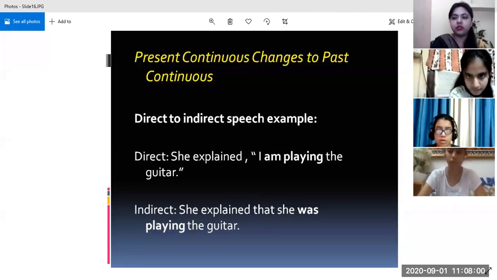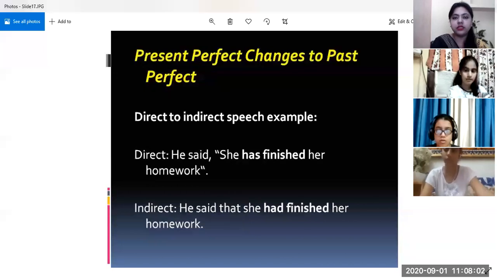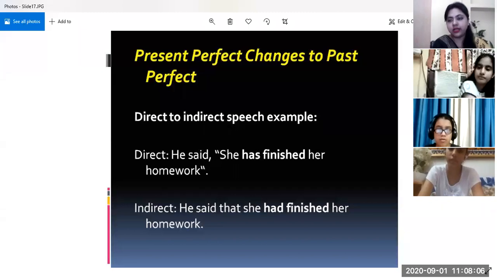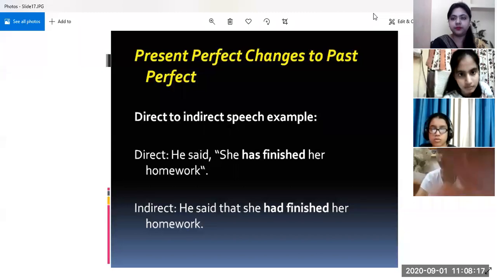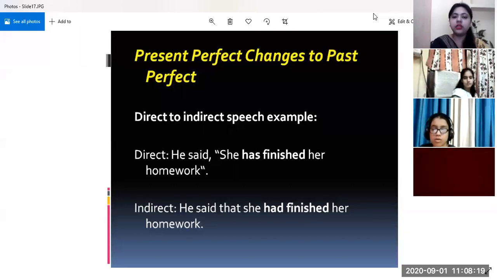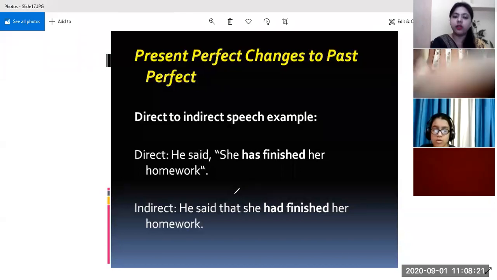Now, the third form is changing present perfect tense. So present perfect will again change into past perfect. Okay. Let us look at the example. He said she has finished her homework.